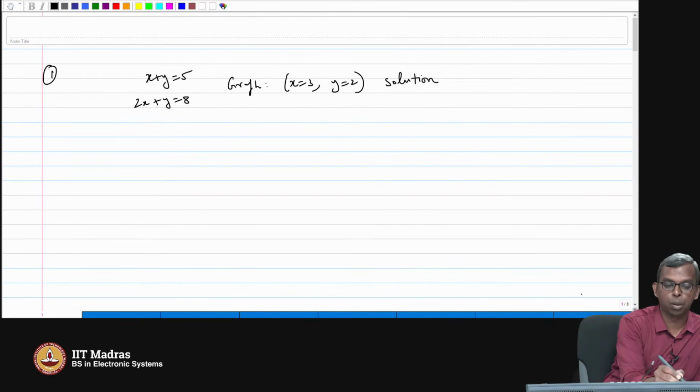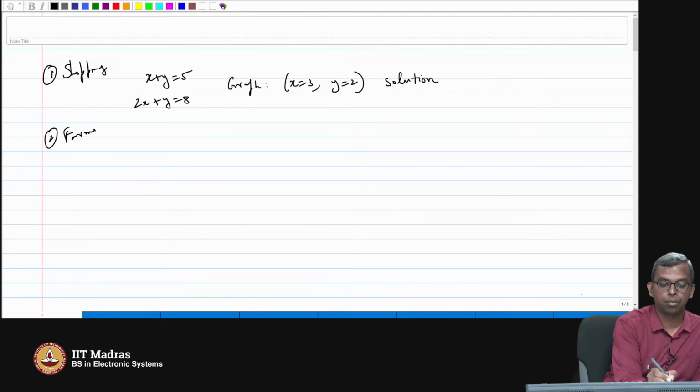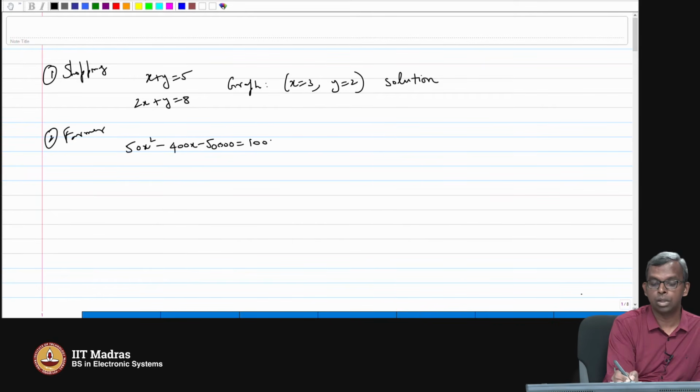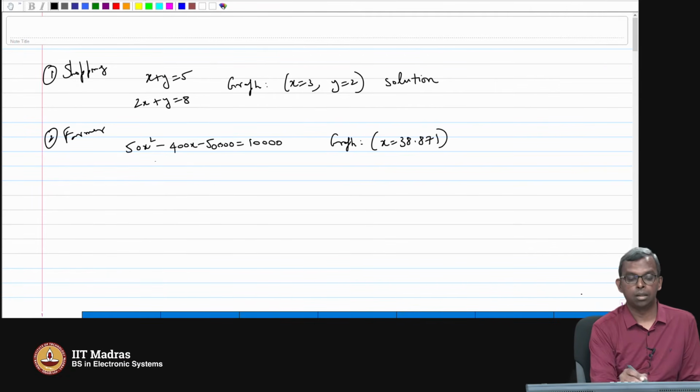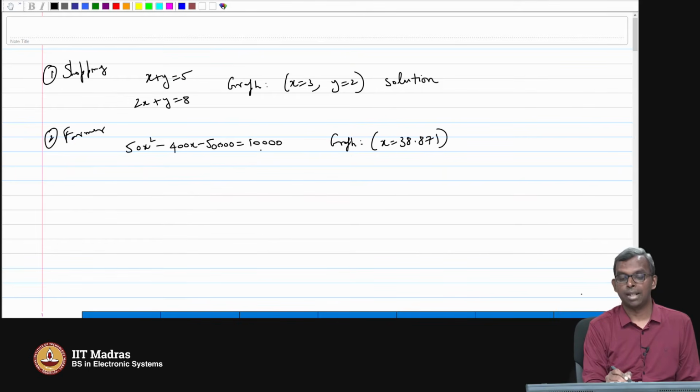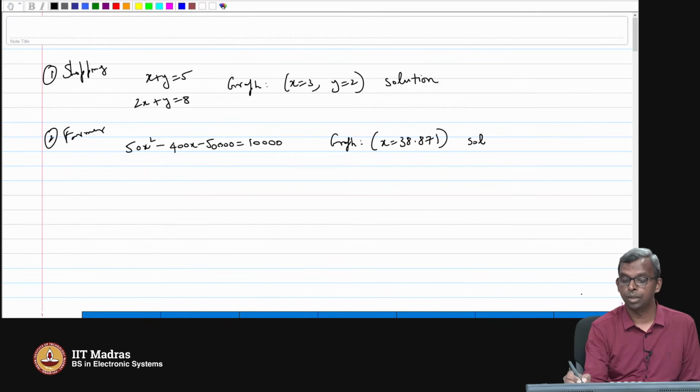This is the first problem, the shopping problem. The second problem, the farmer problem, had another requirement, which is 50x squared minus 400x minus 50,000 equals 10,000, and the graph is telling you that the solution is x equals 38.871, and this will give you this equation to be satisfied. Okay, so this is the solution.